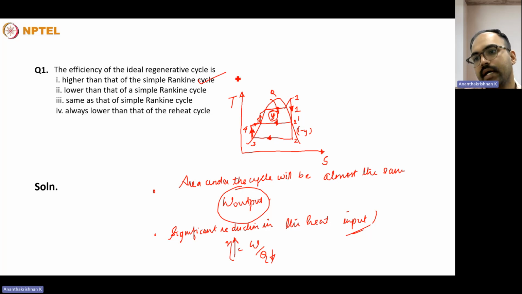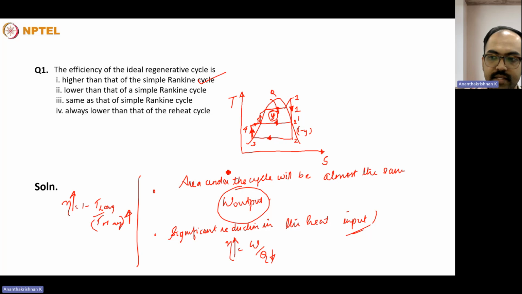There is also an additional way in which we can try to explain this. Efficiency could be denoted as 1 minus T lower divided by T higher average. So since we are adding heat at a higher temperature, because this much portion is taken care of by the feed water heater, the average temperature increases, and correspondingly the efficiency also increases. So that is an alternative explanation to the efficiency consideration. So these two say that regenerative cycle efficiency will be higher than that of the simple Rankine cycle.